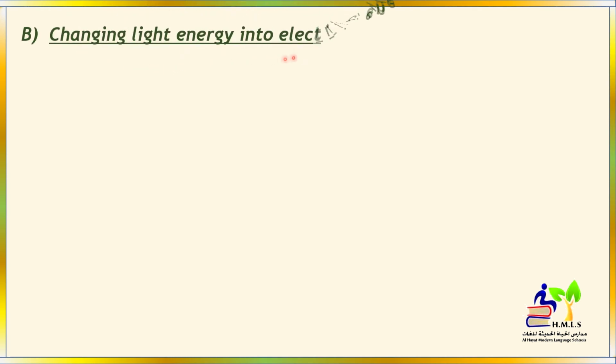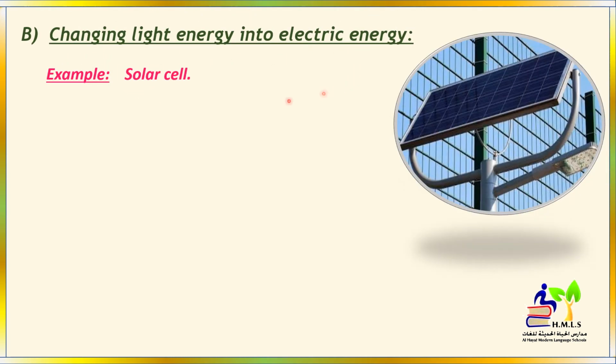Changing light energy into electric energy. Example, the solar cell. We can see a lot of solar cells fixed on the lamp post, which is اللي هو عمود النور. خلاص. We can see a lot of solar cells. These solar cells take the light energy from the sun and store it and change it into electric energy. So the lamps will light up.